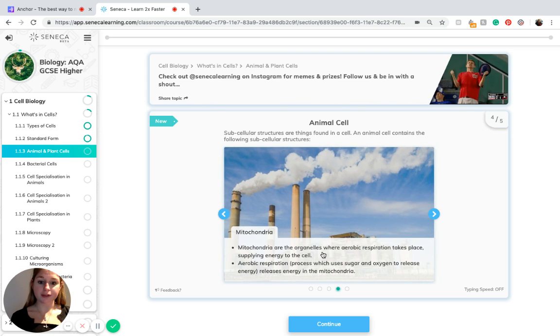Mitochondria are the organelles, which is another word for subcellular structures, where aerobic respiration takes place. They supply energy to the cell. Aerobic respiration, which is a process which uses sugar and oxygen to release energy, releases energy in the mitochondria.